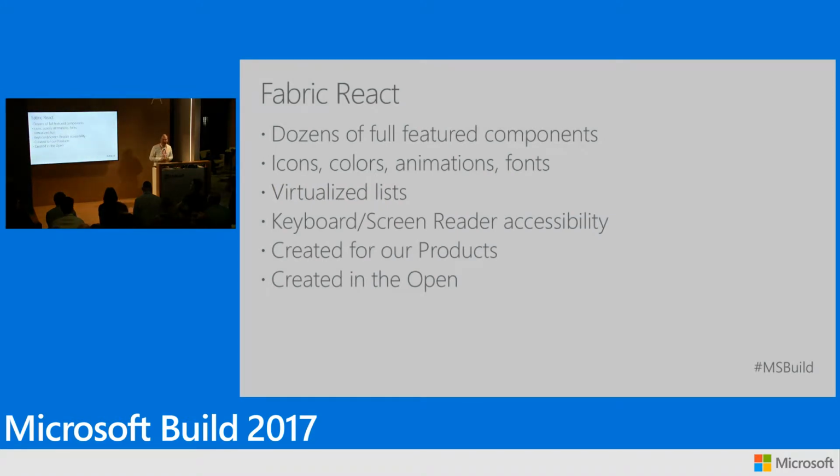So Fabric React now is a full set, dozens of full-featured components. These components include icons, colors, animations, and fonts. We have features such as virtualizing your lists. So if you say you have a list of 1,000 elements, 10,000 elements, we don't load all those on the screen, we just load what we need to on the screen and then bring more in as the user scrolls. And the great thing about this is you don't have to write this. You use our controls and you automatically get this type of functionality built in.